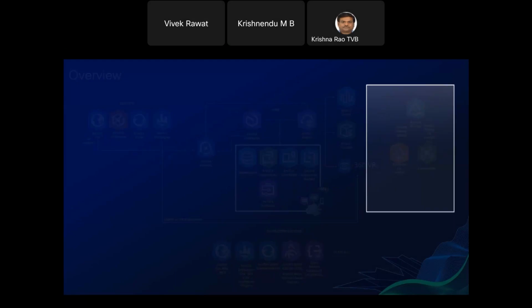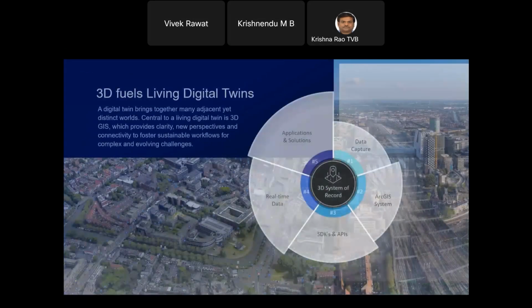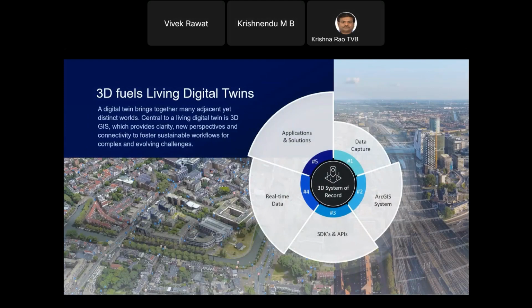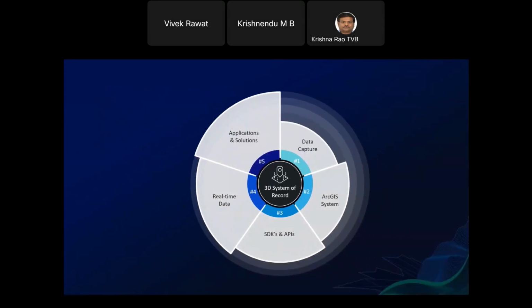Now let us concentrate on something more, which is the digital twin, or the trend in this decade. 3D is actually fueling the digital twin when we want to develop a sustainable digital twin for planning, designing, or any other purpose. When we talk about digital twin, it majorly has 5 pillars. The first part is data capture, then the analysis on that, where the ArcGIS system comes in, and SDKs and APIs for customization, and obviously real-time data to integrate what is happening on the ground. Finally, all these things contribute to your applications and solutions. So let us concentrate on the data capture part, which is our first pillar.